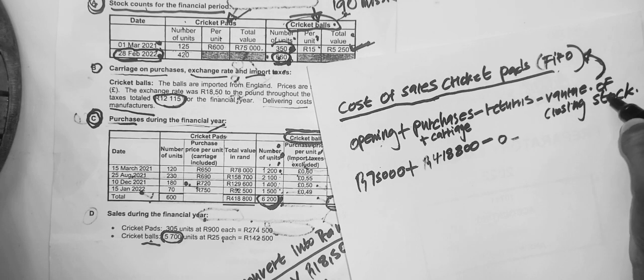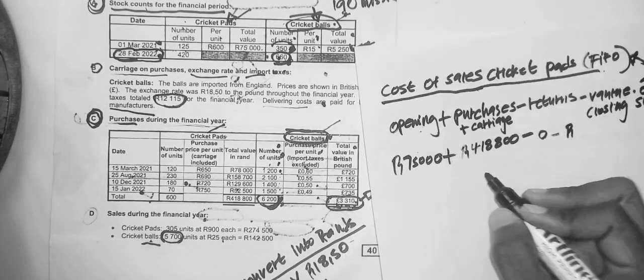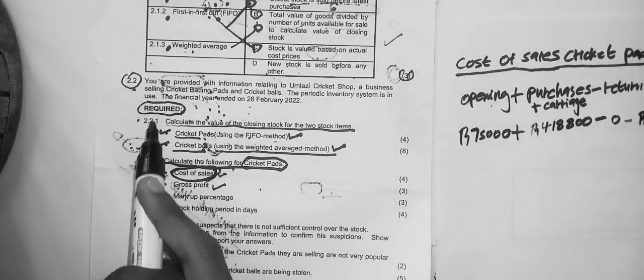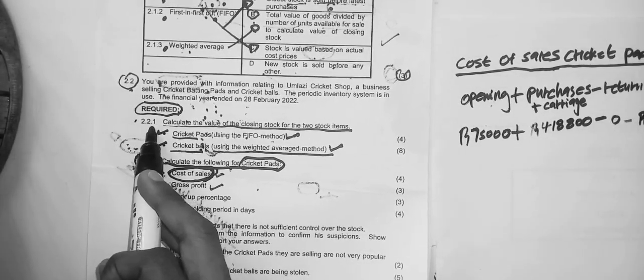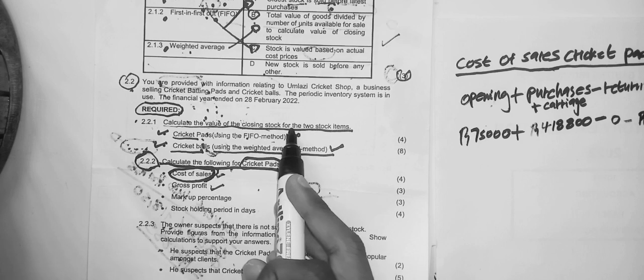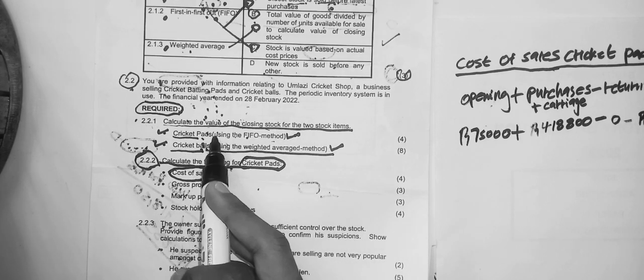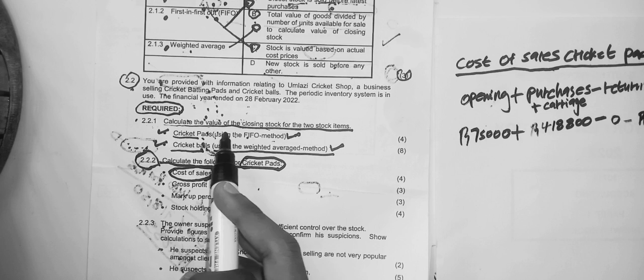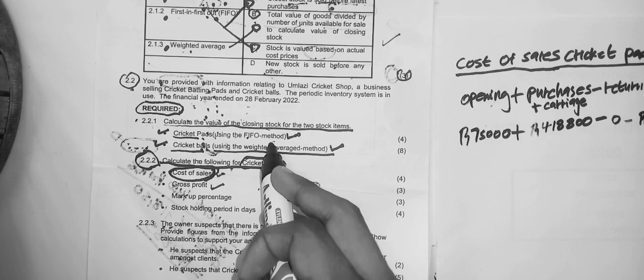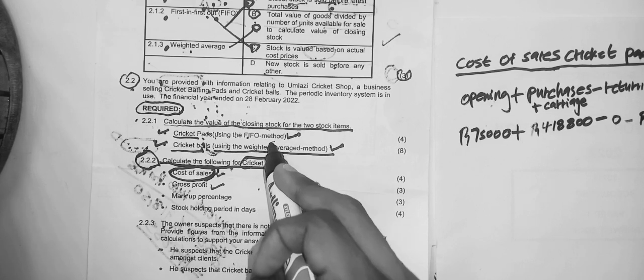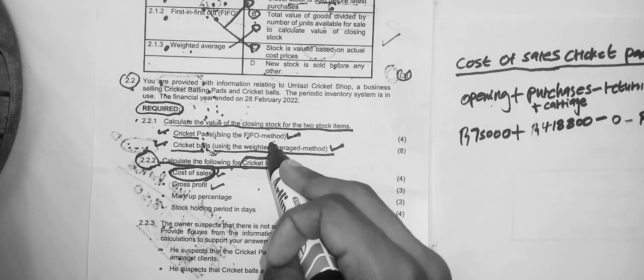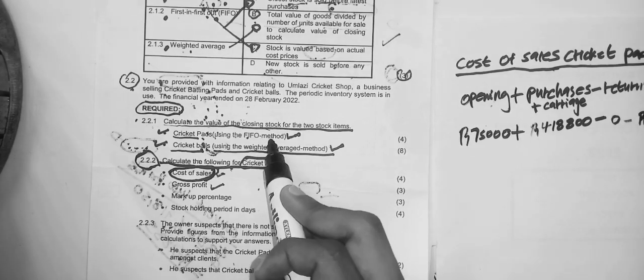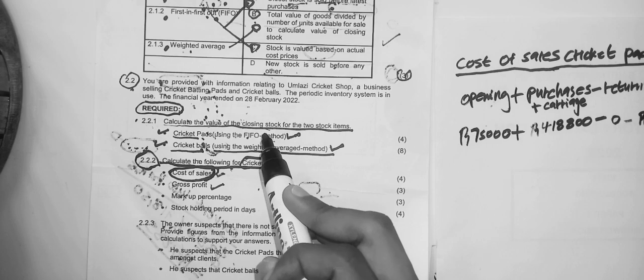That's where you will get the value of closing stock that we calculated. So you take that amount for value of closing stock, then you minus it here. This is the one that they were asking about in 2.2.1. Calculate the value of the closing stock for cricket pads in 2.1.1 using the FIFO method, which means we want the answer for 2.1.1. No matter how wrong it is, no matter how right it is, that's the answer that you use for 2.2.1.